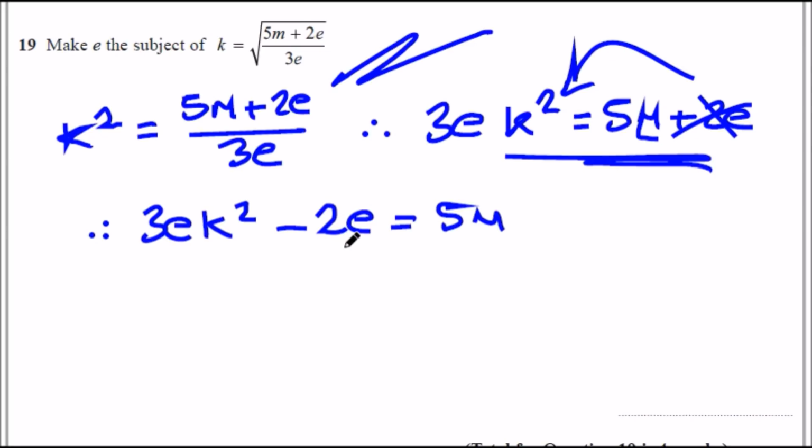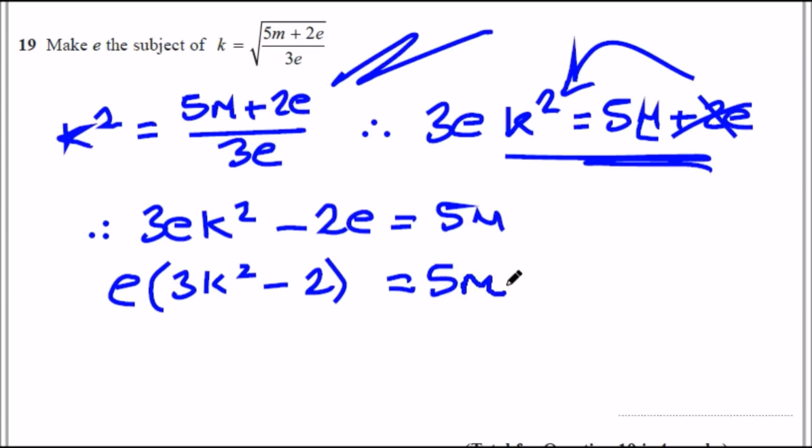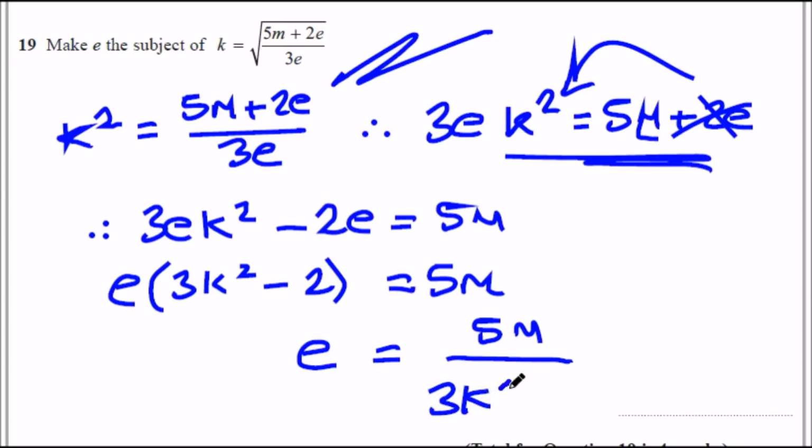So here you have to acknowledge that because you've got e's in both parts, to isolate the e, we need to factorize e outside. So we're going to have something like 3k squared minus 2 on the inside, and this equals 5m. And lastly, to get rid of this part, we just divide it across. So e would equal 5m over 3k squared minus 2. That's it.